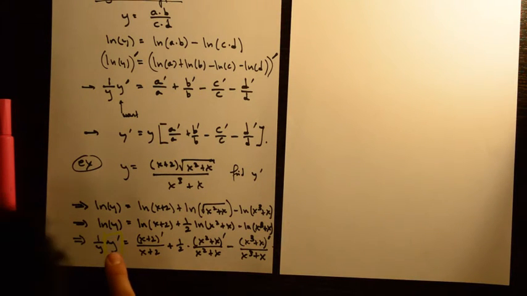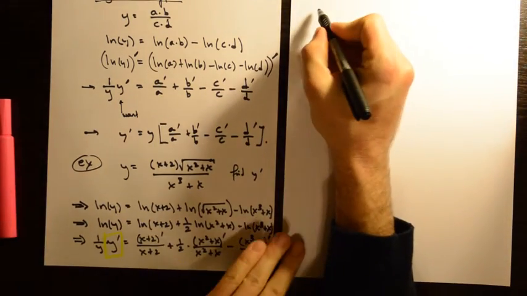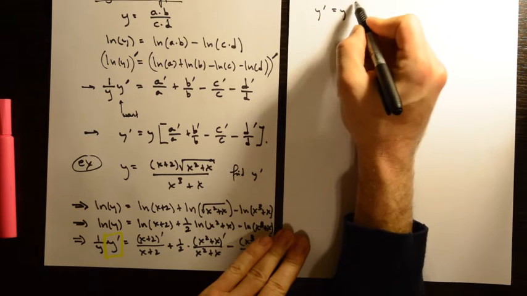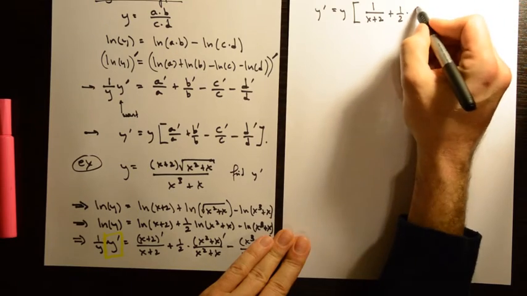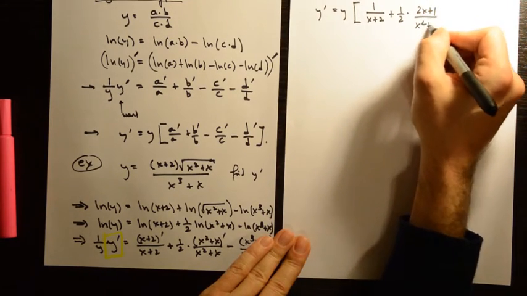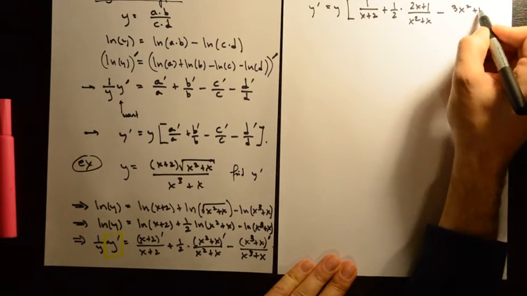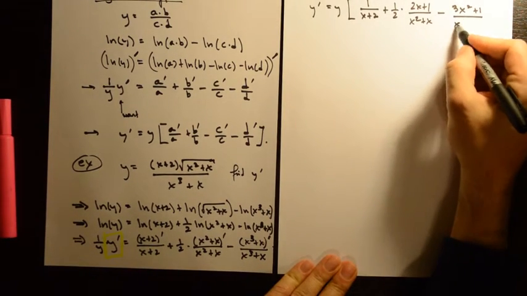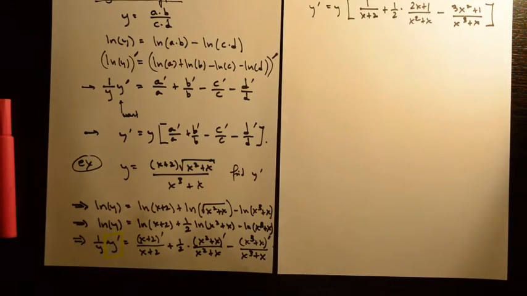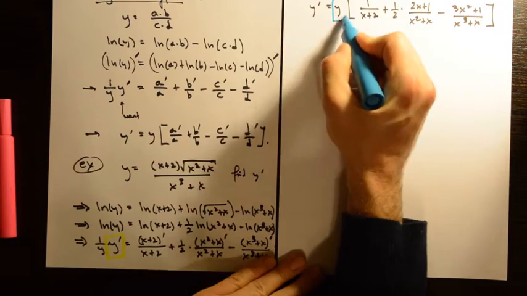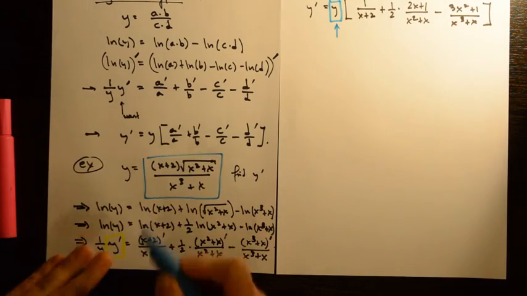Now to finish this problem, we want to solve for this y prime right here, and we need to take these derivatives. So to do this, y prime is equal to y times 1 over x plus 2 plus 1/2 times 2x plus 1 divided by x squared plus x minus 3x squared plus 1 for this term divided by x cubed plus x, close parentheses. Now for me this is okay, but if you want to match the answer in the book, you're probably going to need to replace this y right here with y right here.